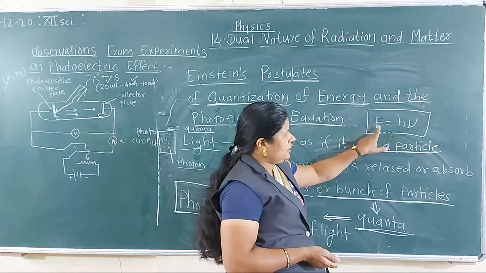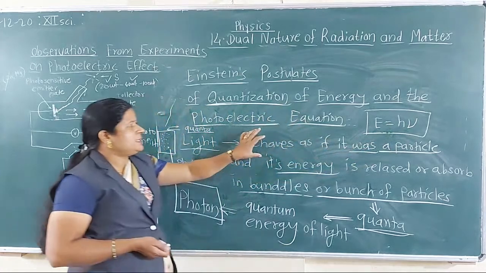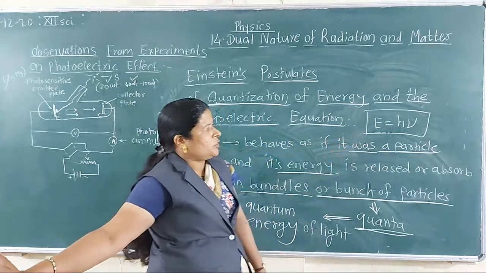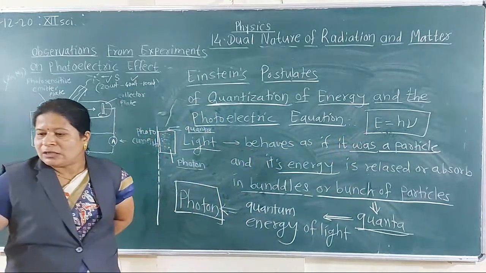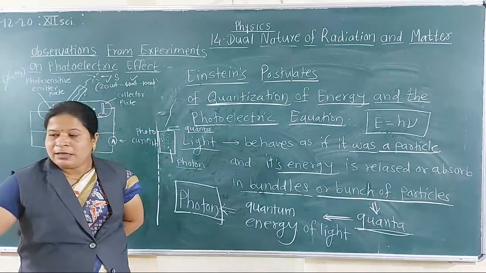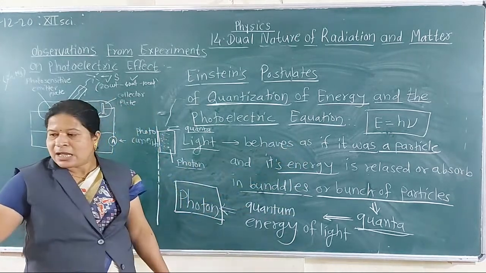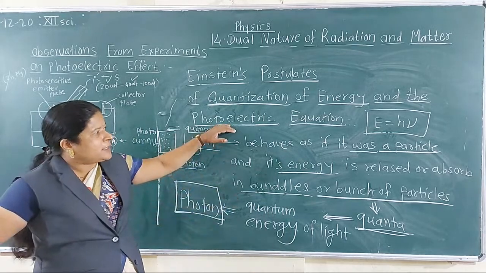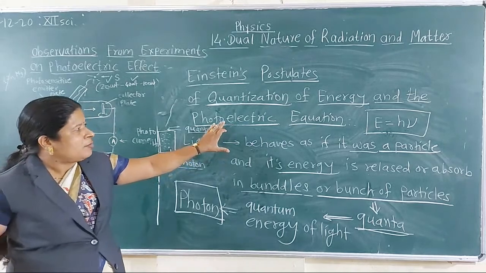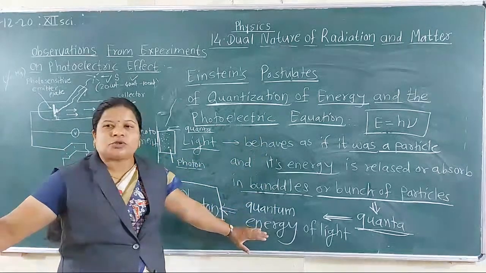So this equation E is equal to h nu we call Einstein's equation, the photoelectric equation. This equation gives the relation between particle energy E and the frequency nu, and h is Planck's constant. It is also called the photoelectric equation. So up to this point today we stop here. Thank you.